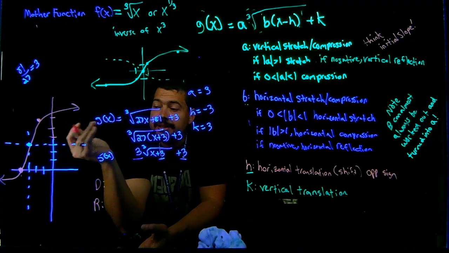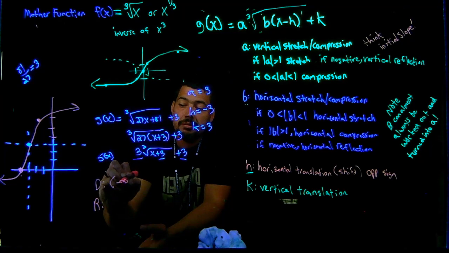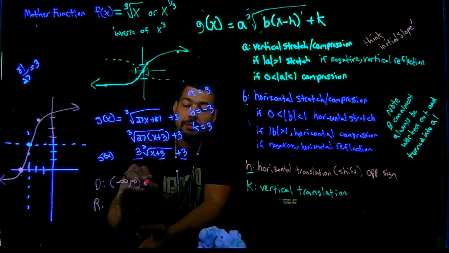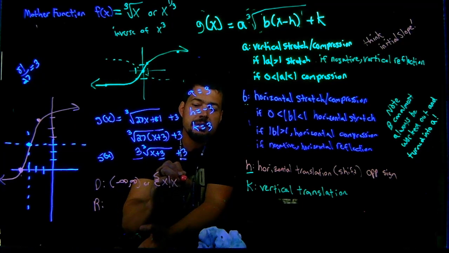Domain on this one. This thing runs forever left, forever right. That's negative infinity to positive infinity. Or if you're that kid who likes set builder, and I kind of do like set builder, all values of x such that x is an element of the real.